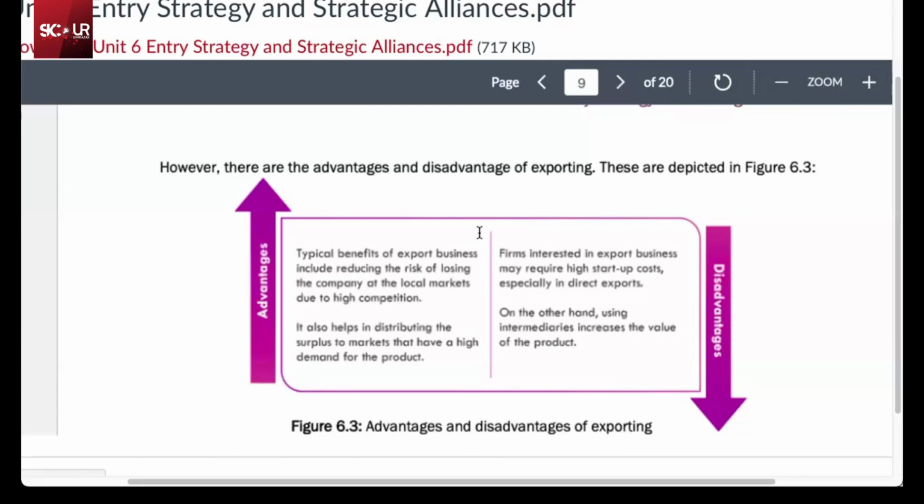And then the disadvantage, like I've mentioned just now, can be in terms of high startup costs, in terms of transportation. Maybe it can become uneconomical because of the very high cost, right? And then maybe in terms of the barriers, the rules and regulations set up by the host countries, like a tariff barrier, in terms of trade restrictions and so on. So it can become very risky, right?